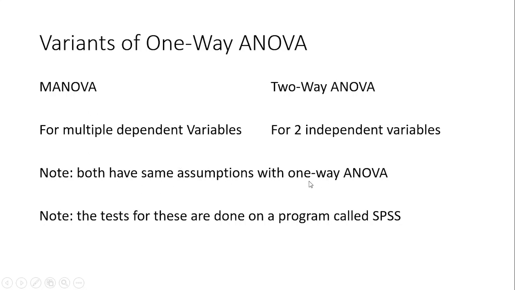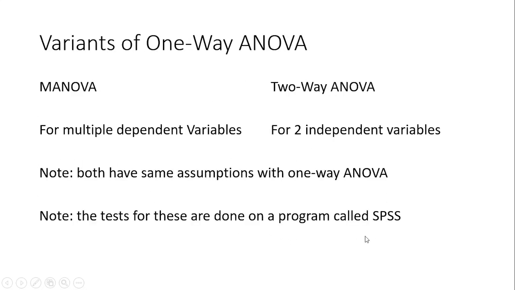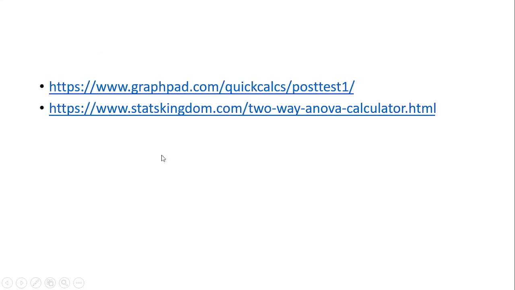Both have the same assumptions as one-way ANOVA, so we don't need to check those. We'll need to check equal variances as well. And the tests for these are done on a program. Not for this one. This one will need to be done on SPSS, or you can do multiple one-way ANOVAs, as I said. I'll explain these later.